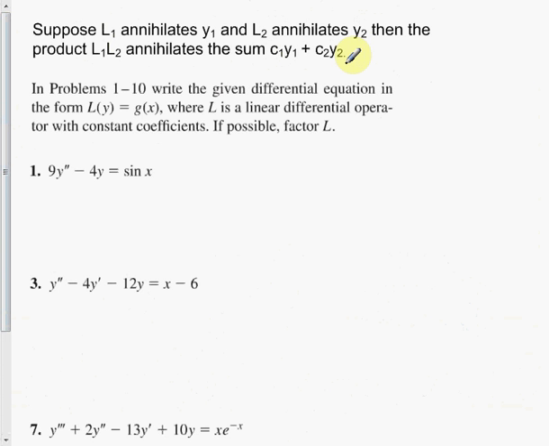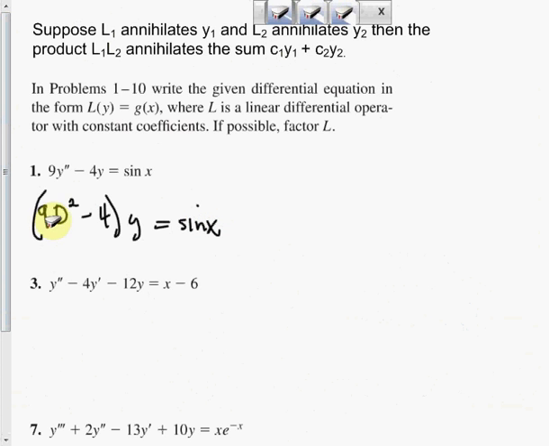But anyway, here, write the differential equation in the form L y is equal to g of x, where L is the differential operator with constant coefficients. If possible, factor L. So here, all they're saying is that this is 9 times D squared minus 4, parentheses, times y is equal to sine x. That's all they're saying there.